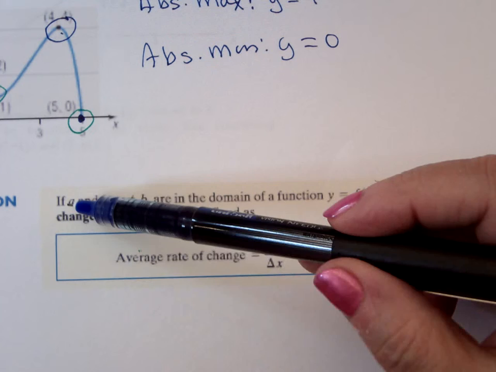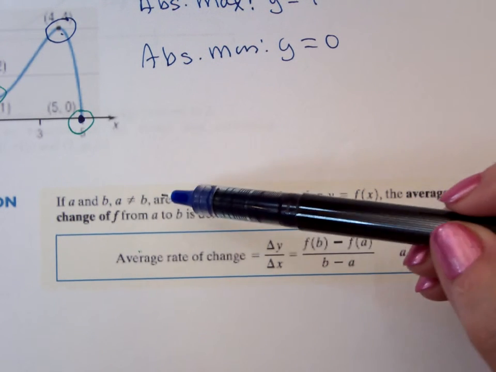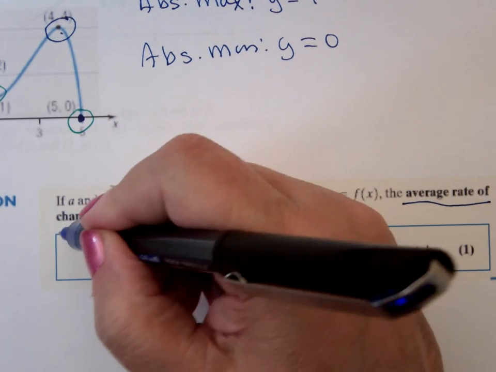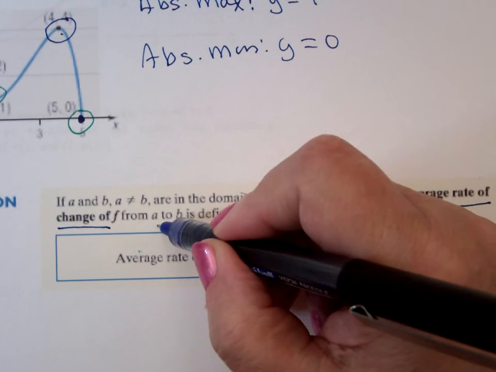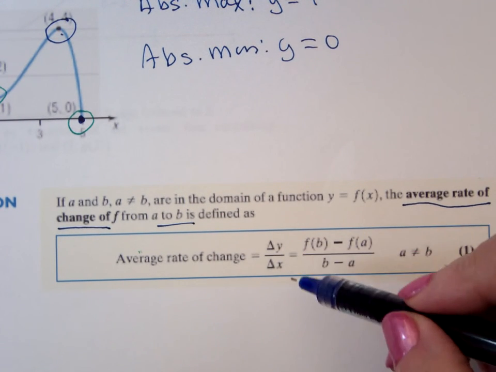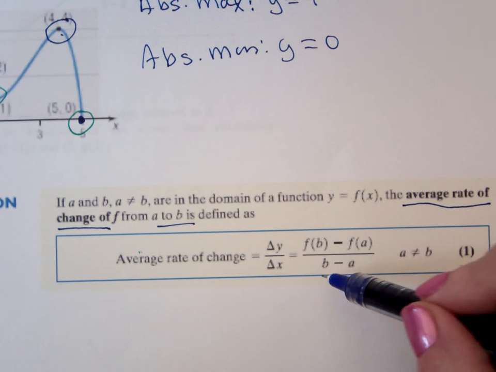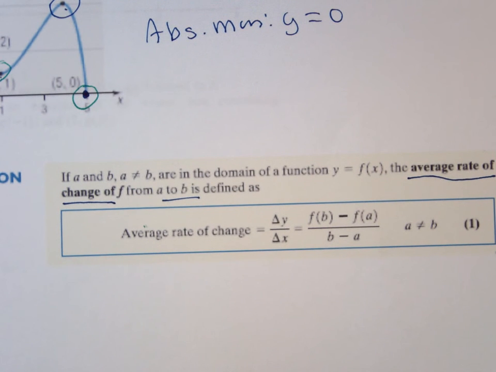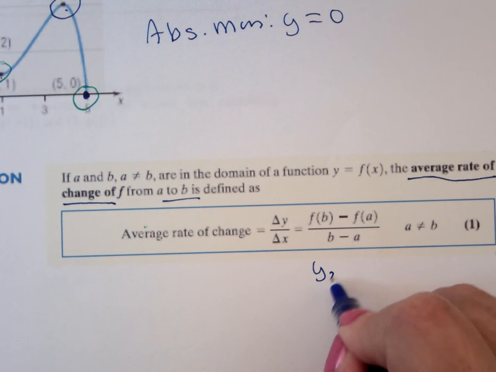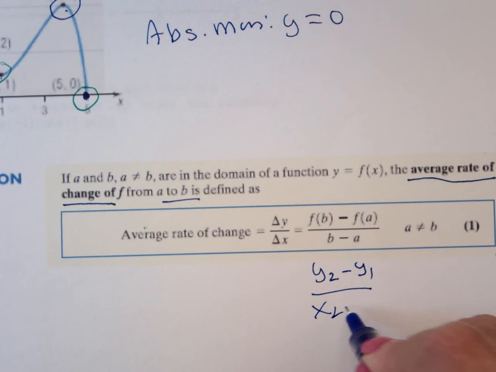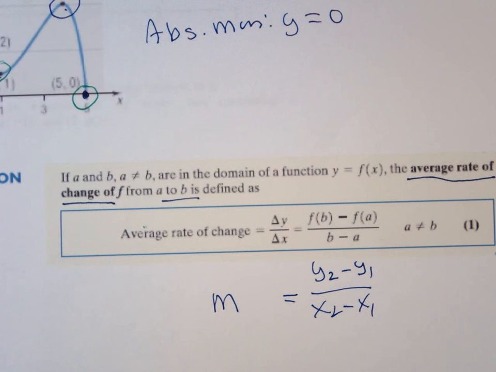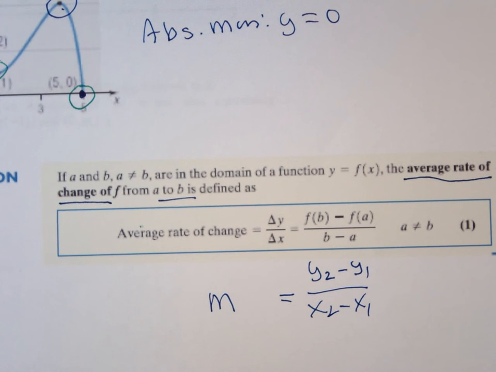It says, if a and b, a not equal to b, are in the domain of a function y equals f of x, the average rate of change from a to b is defined by delta y over delta x, f of b minus f of a over b minus a. Who is this? There you go. It's y2 minus y1 over x2 minus x1. This is the slope of the line. That's all it is. Average rate of change.